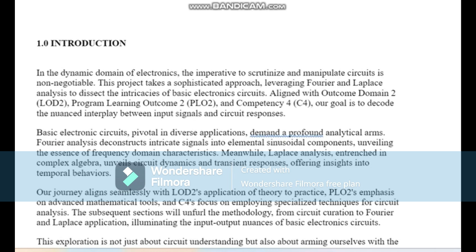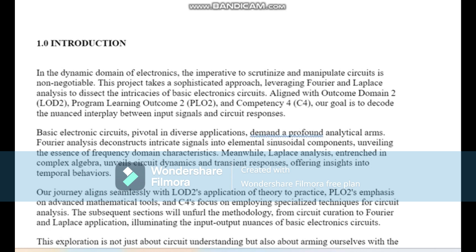In the dynamic domain of electronics, the imperative to manipulate circuits is non-negotiable. This project takes a sophisticated approach, leveraging Fourier and Laplace analysis to dissect the basics of electronic circuits, aligned with the outcome domain LOD2, program learning outcome PLO2, and competence C4. Our goal is to decode the intricate interplay between input signals and circuit responses.